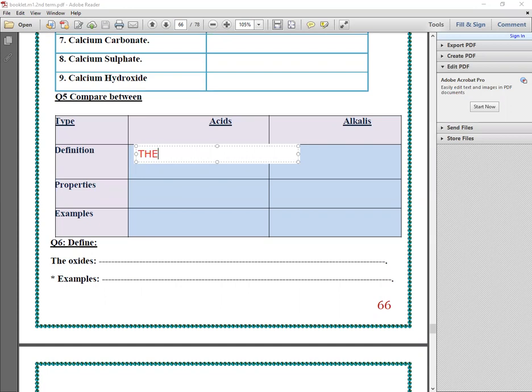So the definition: they are substances that dissolve in water and produce positive hydrogen ion. Positive hydrogen ion. They are substances that dissolve in the water and produce positive hydrogen ions.